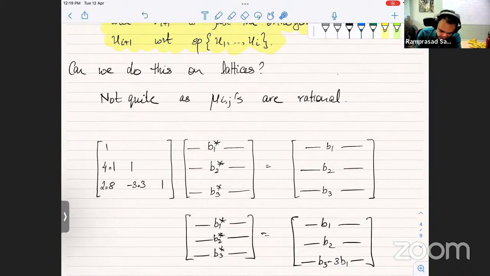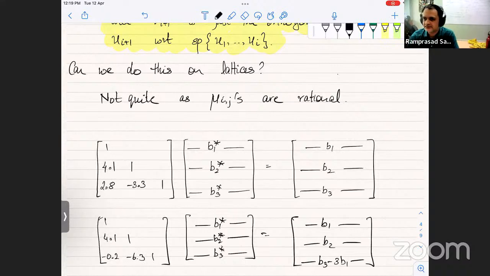So what would happen to this matrix? This will now become 1, 1, 1. This will become minus 0.2. Okay, and this will become something like, what will this be? I don't know, something like minus 6.3, I guess. And then 4.1. Right?